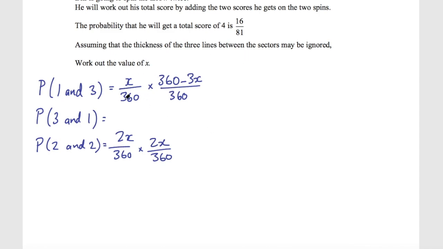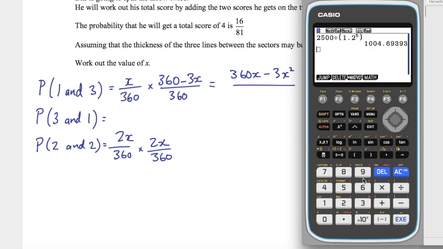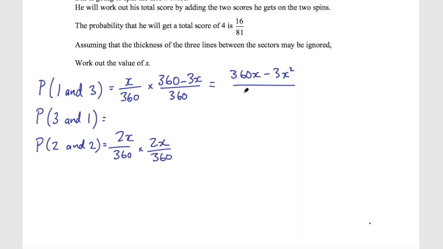Okay, so let's work this one out first. We need to multiply everything. So x times 360 minus 3x, that's going to be 360x minus 3x squared. And 360 times 360, let's get the old calculator out again. Hopefully this looks pretty similar to your calculator. It might not be exactly the same, but hopefully it's pretty similar. 360 times 360, that's going to be 129,600.